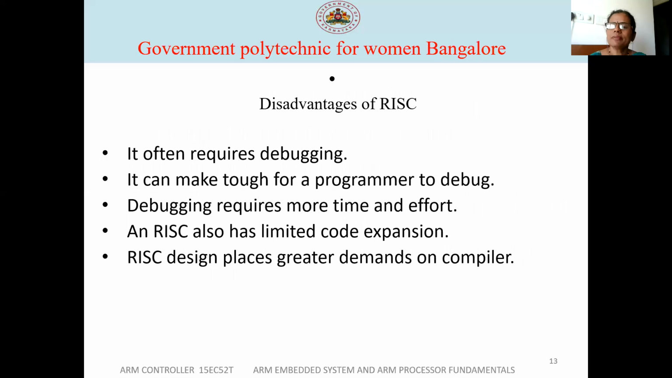Then what are the disadvantages of RISC? I told you that debug technology is included in ARM, since RISC often requires debugging. It can sometimes make it tough for the programmer to debug, and debugging requires more time and effort. RISC also has limited code expansion, and the RISC design places greater demands on the compiler. So these are the disadvantages of RISC.